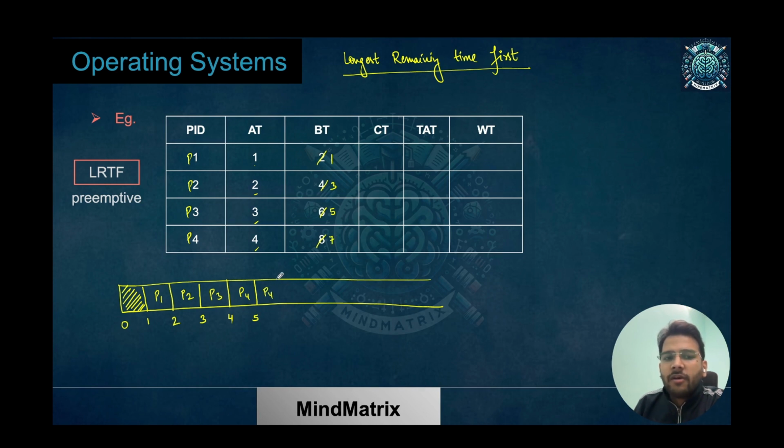Still we have P4 with the largest burst time, so we are going to schedule it, let's say for 1 unit of time, and we are going to get 6. Now we can further schedule P4 again for 1 unit of time, so from 6 we can make it 5. Now if you see here, there is a tie between P3 and P4, both having 5 units of burst time, so we are going to schedule P3 first because it arrived first, right, based on FCFS.